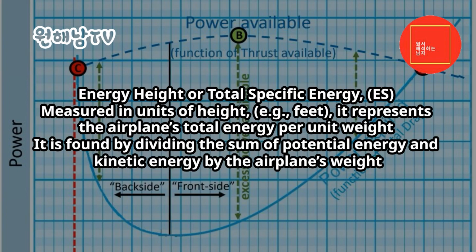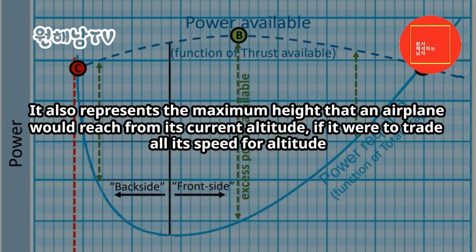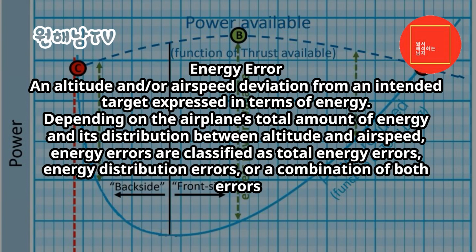Energy height or total specific energy, ES. Measured in units of height, e.g., feet, it represents the airplane's total energy per unit weight. It is found by dividing the sum of potential energy and kinetic energy by the airplane's weight. It also represents the maximum height that an airplane would reach from its current altitude, if it were to trade all its speed for altitude. Energy error. An altitude and/or airspeed deviation from an intended target expressed in terms of energy.